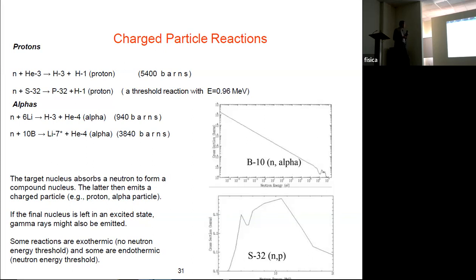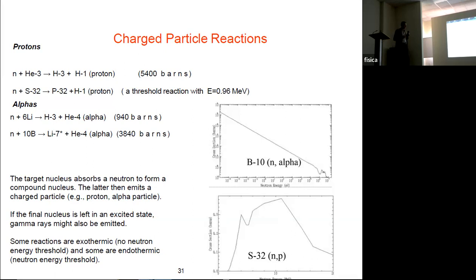One more reaction is a threshold reaction. You can see graphs showing how the cross section depends on the energy of the particle. And the second type of reaction is where alphas appear.